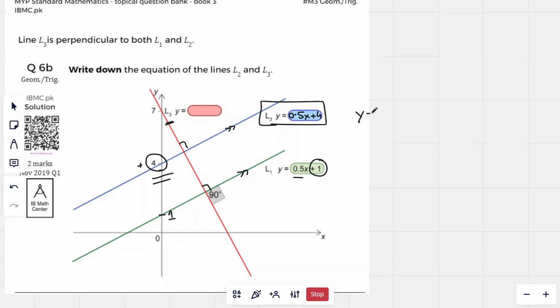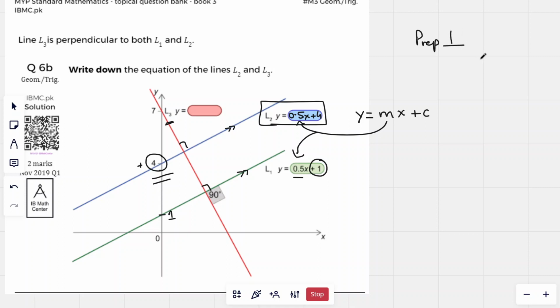The equation of the straight line, in standard form, is mx plus c, where m is the gradient, 0.5, and c is the y-intercept, which is plus 4. Now, in order to find the equation of the red line, we know that the red line is perpendicular to the blue and green lines, and perpendicular lines have gradients which are negative reciprocals of each other. So perpendicular lines, that's the concept we need to use here.